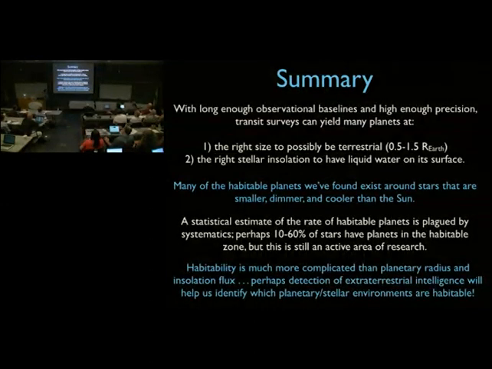Habitability is really complicated. So I want to come back to Jason's suggestion at the beginning of his talk, that perhaps the detection of extraterrestrial intelligence will actually help us with this idea of habitability, because it'll help us identify which planets are inhabited, and therefore we can backtrack and understand what the conditions are of that planet compared to ones that don't have these signatures. Thank you.